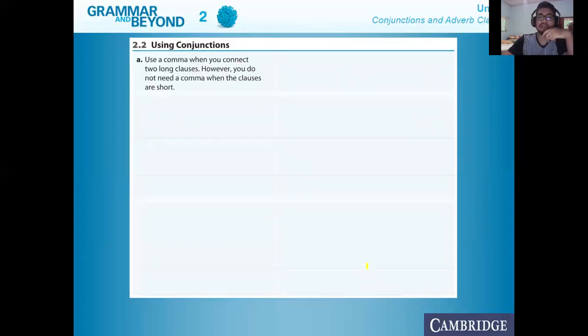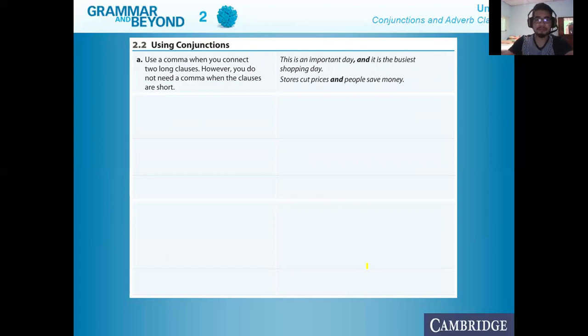So use a comma when you connect two long clauses. However, you don't need a comma when the clauses are short. This is optional, but I would recommend that most of the time when you use coordinating conjunctions, you add a comma before the conjunction. Why? Because in written form, which is more formal, we should respect this rule. It's optional, yes, but I would recommend including it every time you use one.